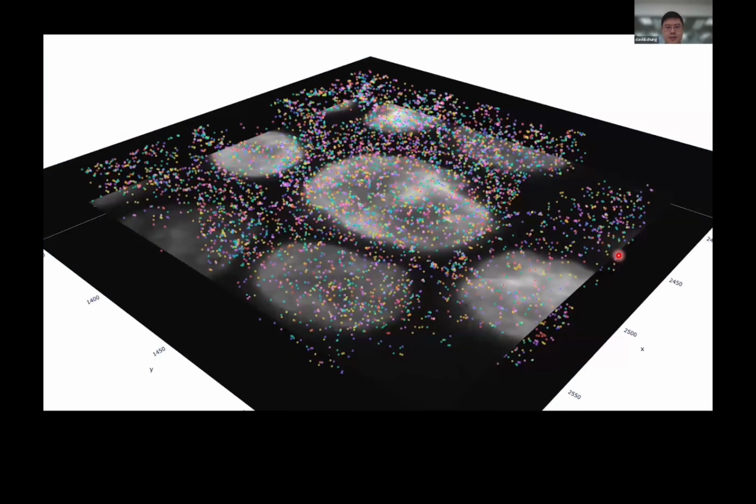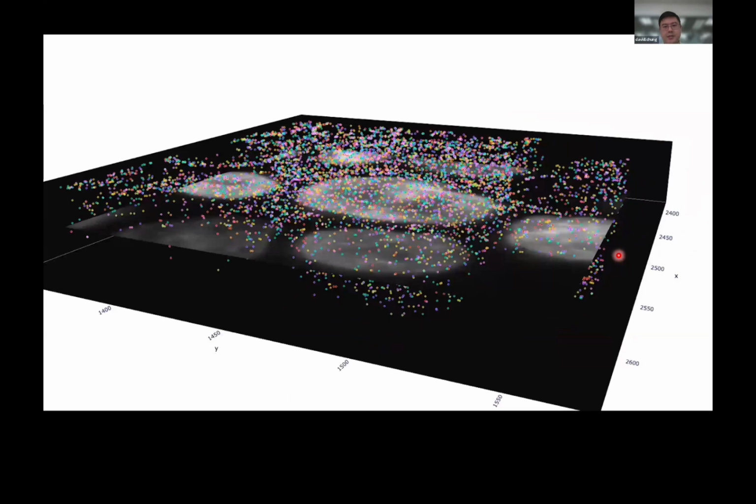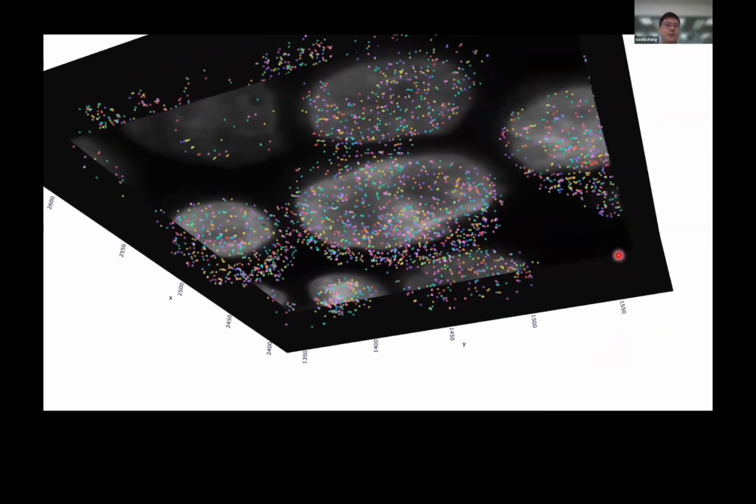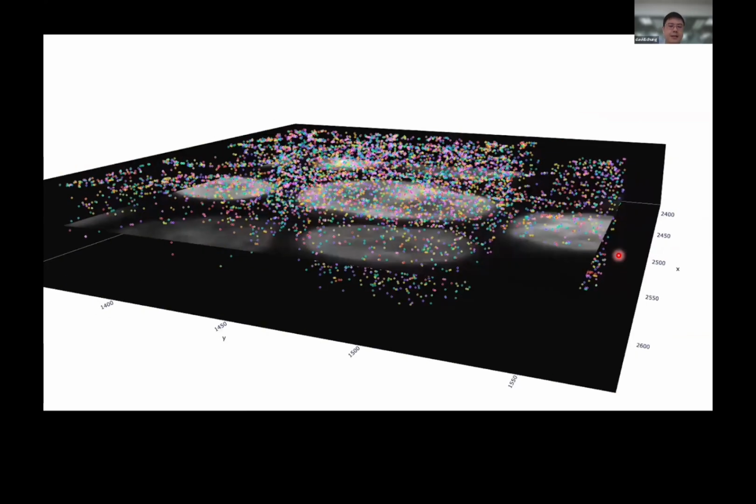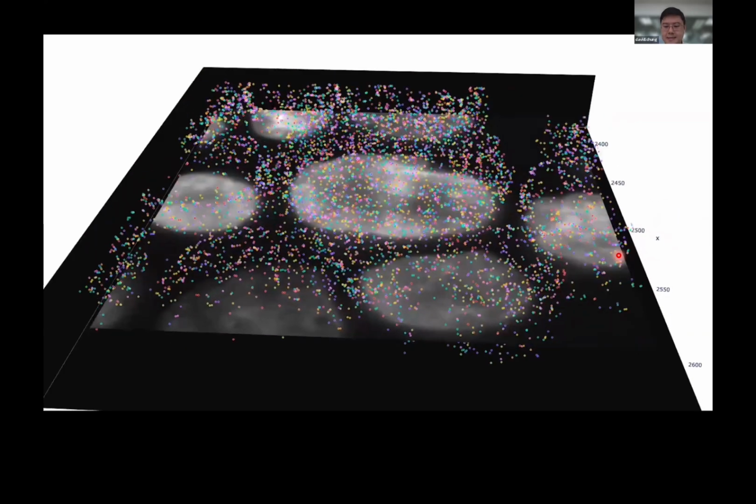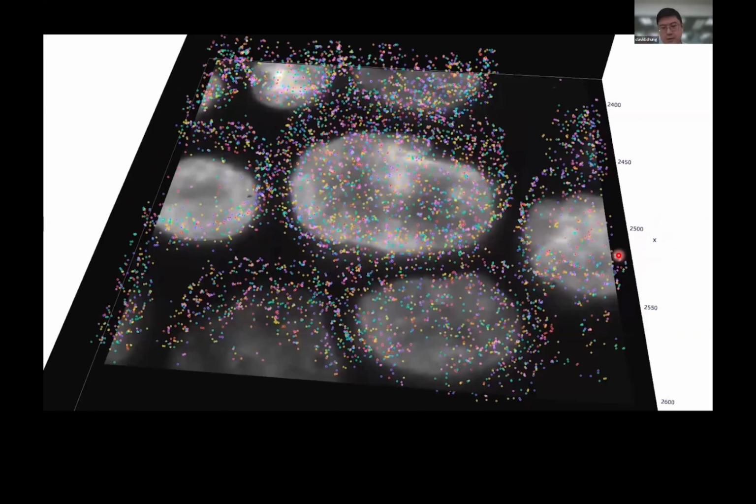So here's just a graphical representation of their data, how they take images. So not only do they detect the signal on the X and Y axes, but they also detect on the Z axis, which gives you, in a way, a three-dimensional view of your data.